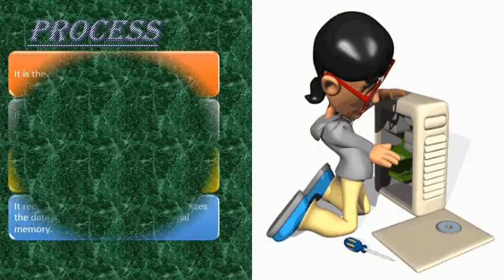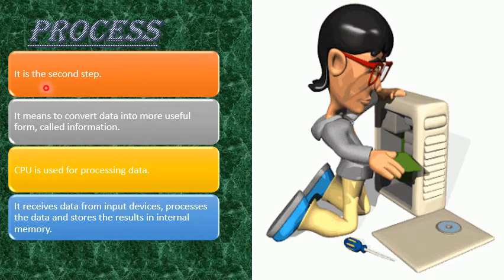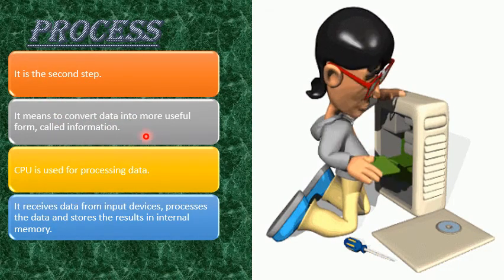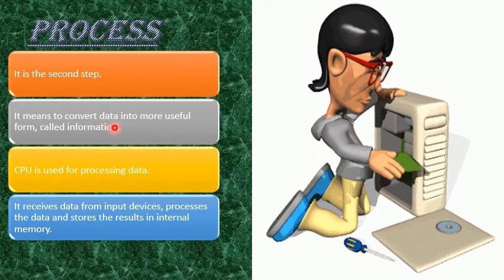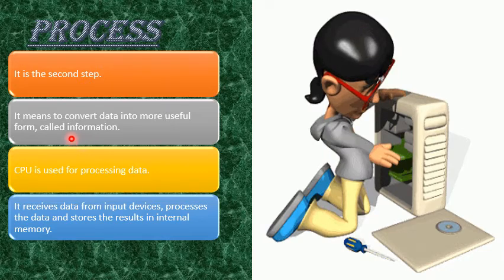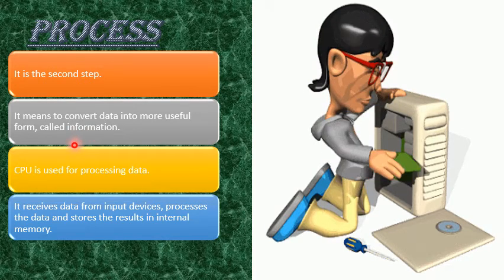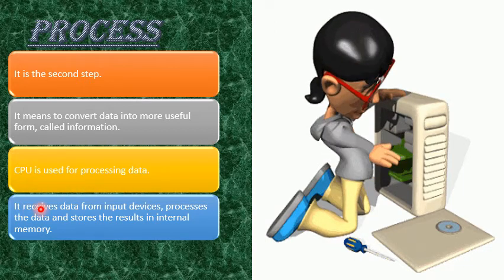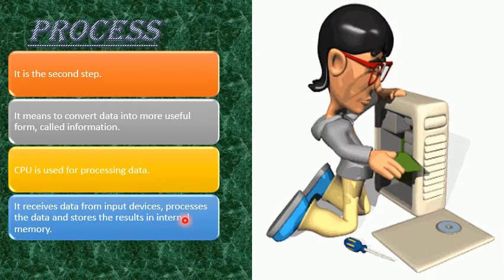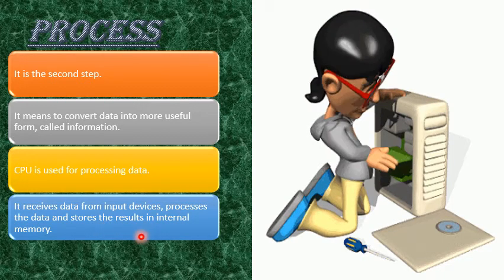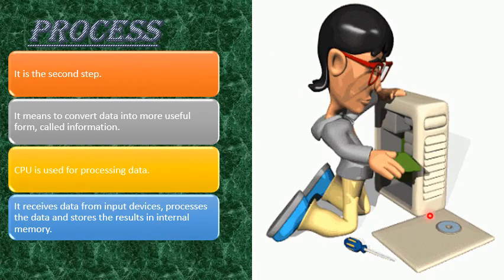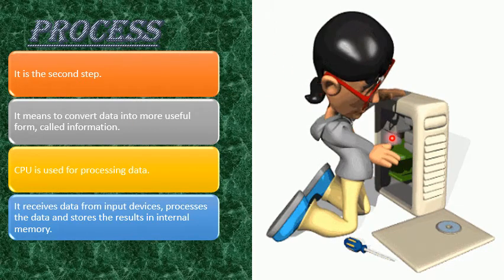The next step which we are going to learn now is process. It is the second step. It means to convert data into a more useful form, called information. The conversion of data into a useful form is called information. The CPU is used for processing data. It receives data from input devices, processes the data and stores the results in internal memory. The process is done in the CPU.